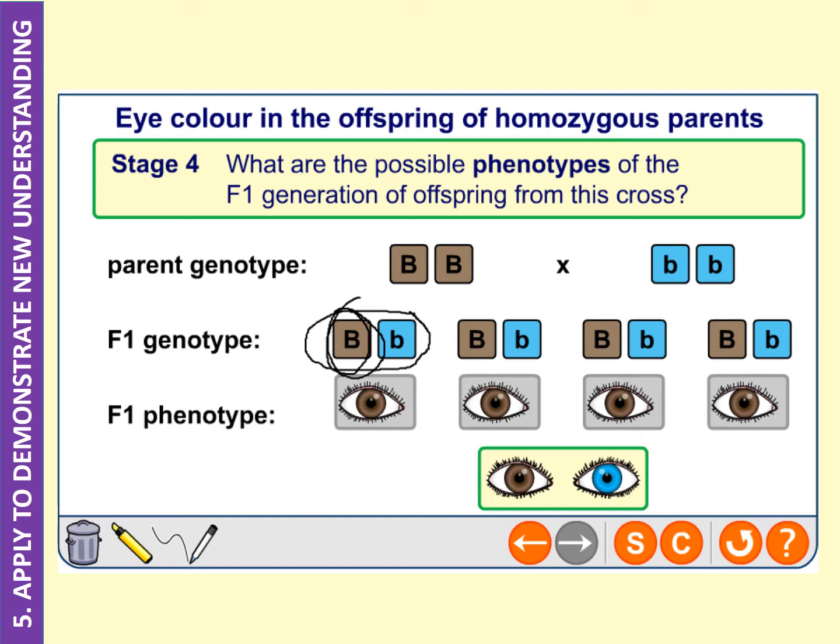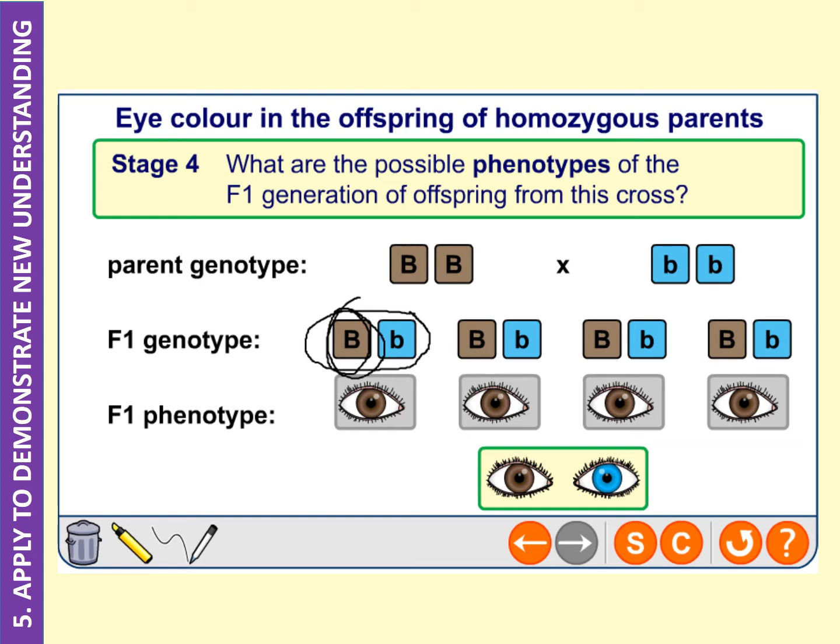So Dad is big B, big B. That means that all of his sperm contain brown alleles. So 50% of his sperm are in this one here, and they contain a brown allele. The other 50% also contain a brown allele.